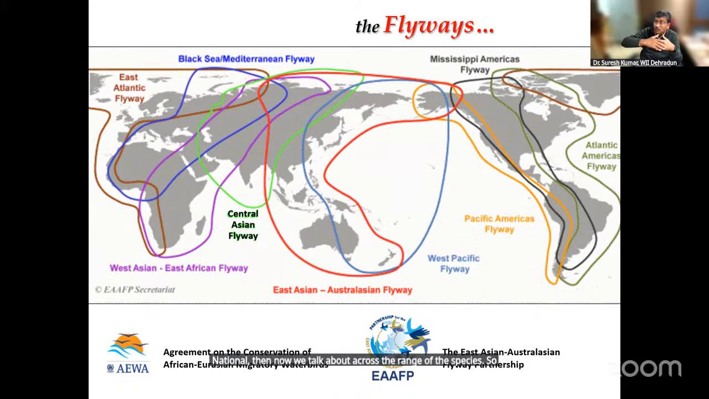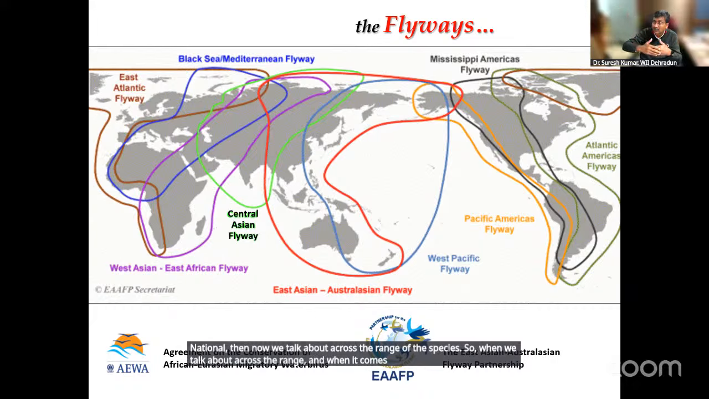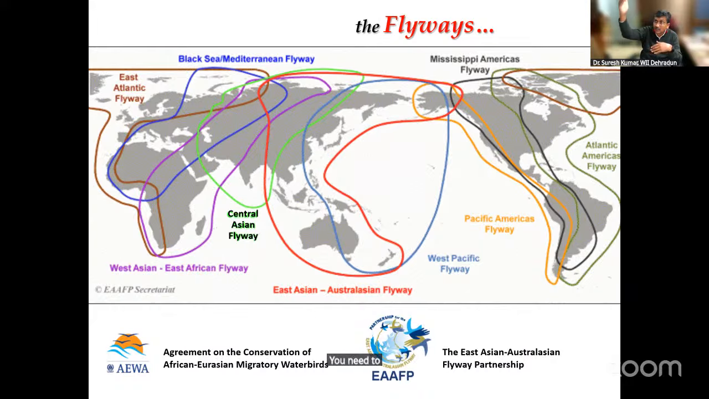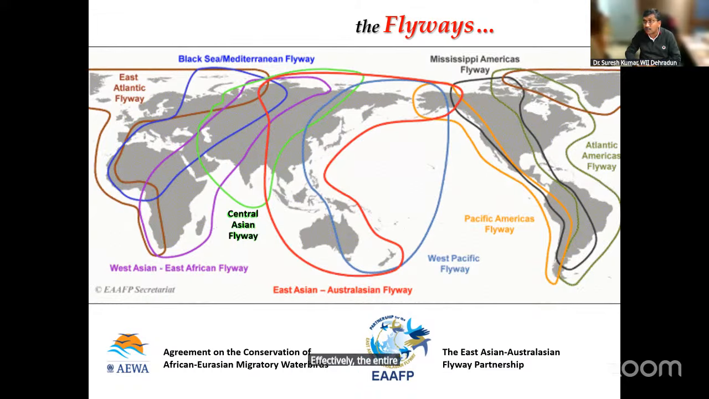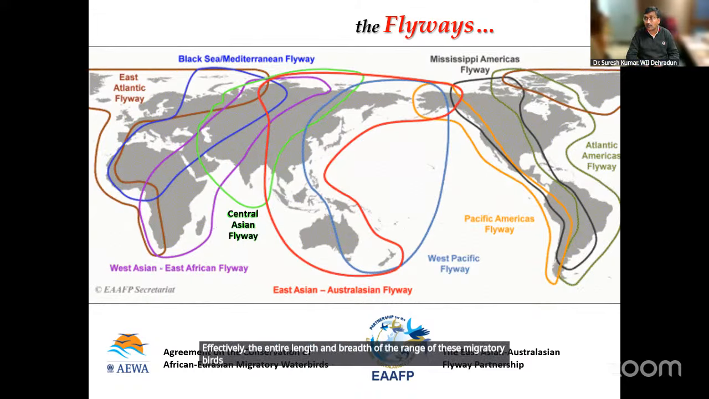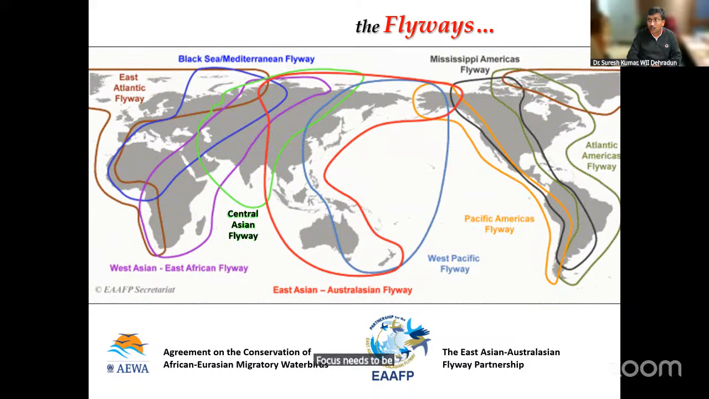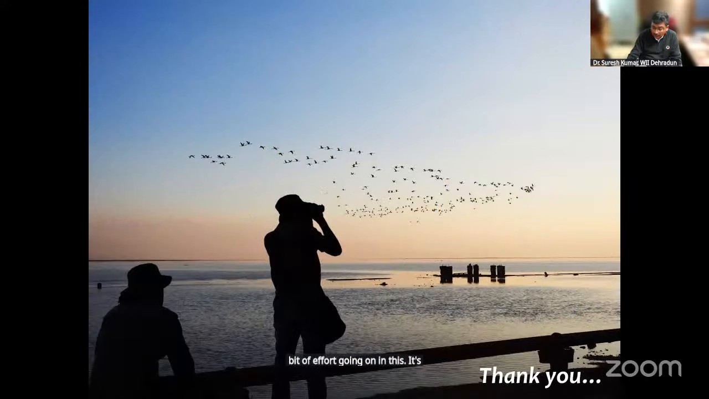When we talk about across the range, and when it comes to migratory birds, you need to include the breeding areas as well as the wintering areas and all the intervening stopover sites. So effectively the entire length and breadth of the range of these migratory birds is where the focus needs to be on how we can better manage populations or secure them. And yes, there is a bit of effort going on in this. It is good. And with that, I will end my talk.